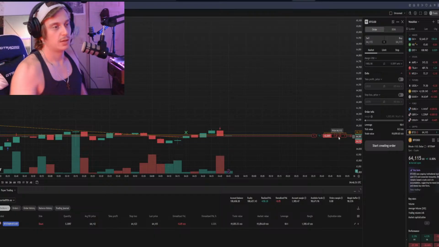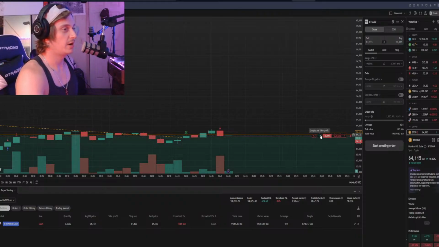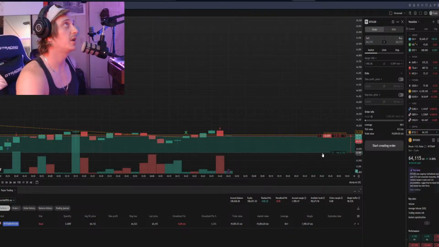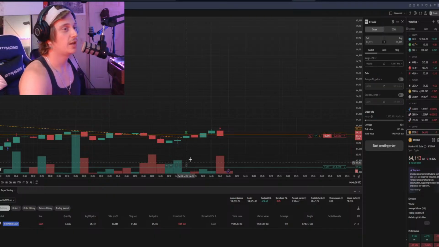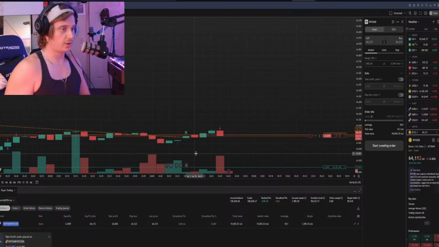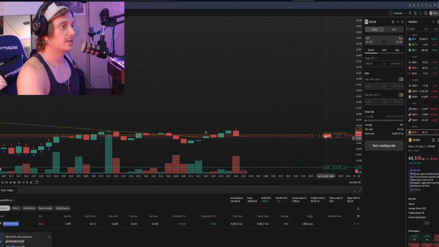But so yes, stop loss is very important. However, here we go. Now this is the fun part. This is where you go to take profit. So you would grab your green TP right here, and you would take it all the way down into green profits. And then we are going to confirm that. Going to confirm that take profit order.